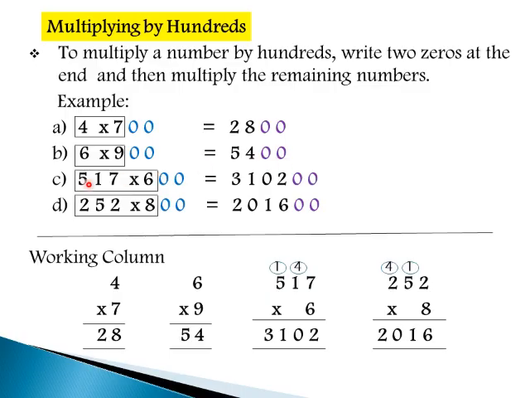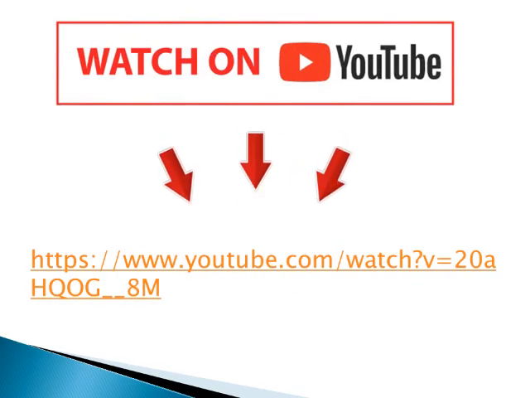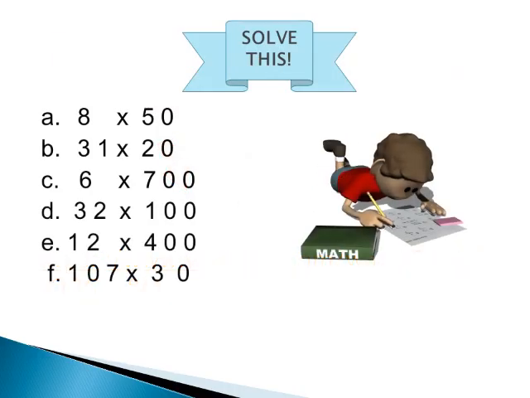In the same way, 517 times 600 equals 3,10,200. You can use a working column to multiply the bigger numbers. 252 times 800 equals 2,01,600. Students, you can solve these sums using the rules that you have just learnt.